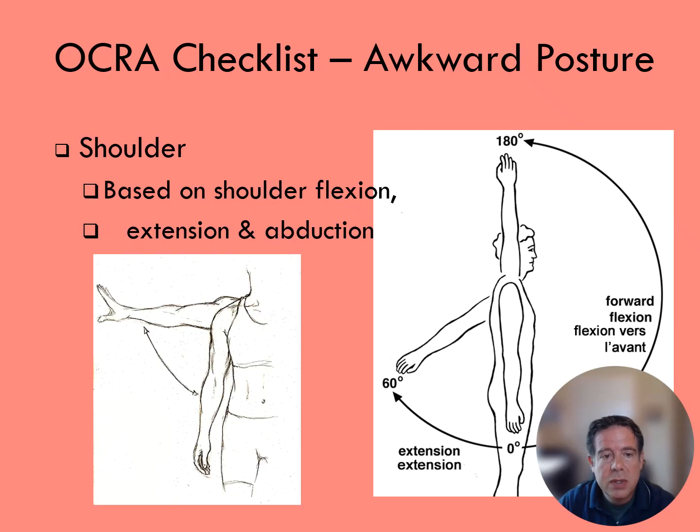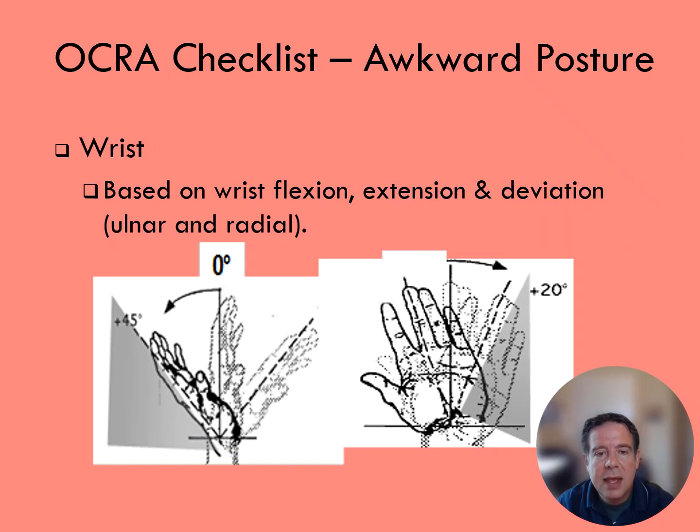And then with the shoulder, we're talking mostly the end ranges. Abduction is away from the body, going straight out, making a sunrise type of thing, whereas adduction is towards the body. Extension is going straight back, and flexion is going straight forward. And with the shoulder, even though it has incredible range of motion, usually we're looking at the end ranges of motion for the awkward postures.